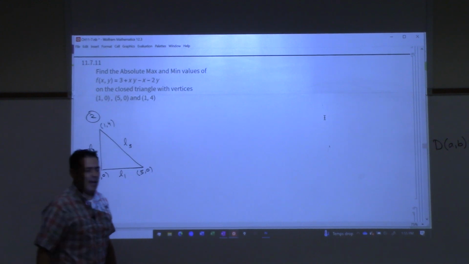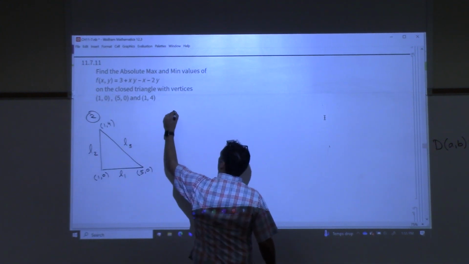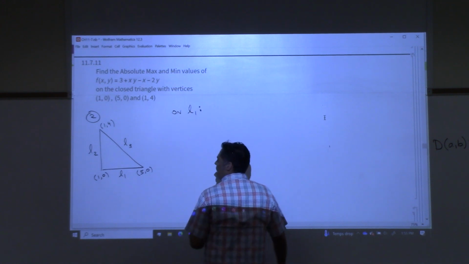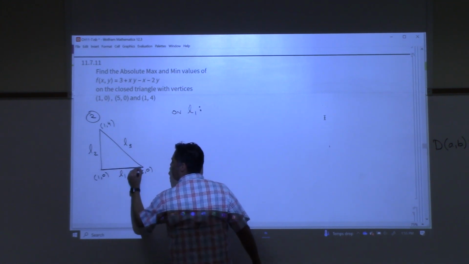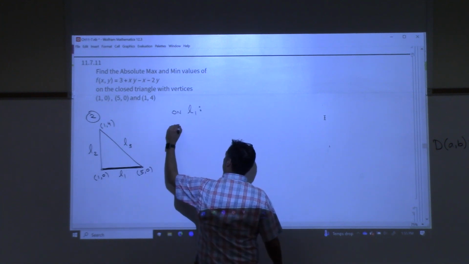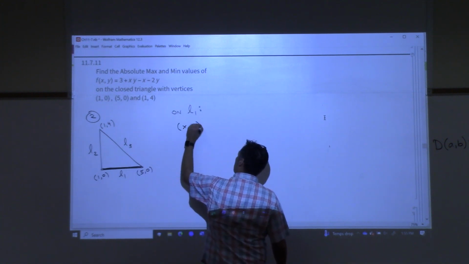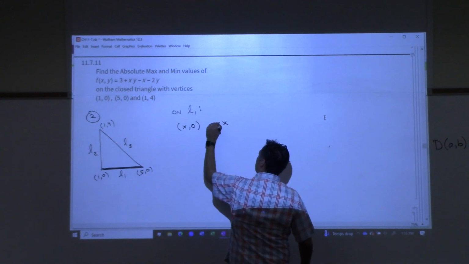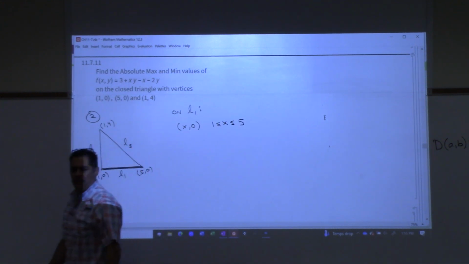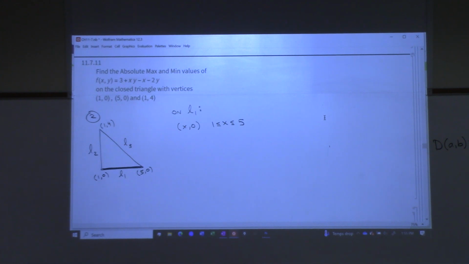So let's talk about L1 first. On L1, here's what's happening. Every point, like we just said, every point along L1 has the format x, 0, with x being between 1 and 5. Does anyone have a question on that? That if you're on L1, your point must look like that. No questions?